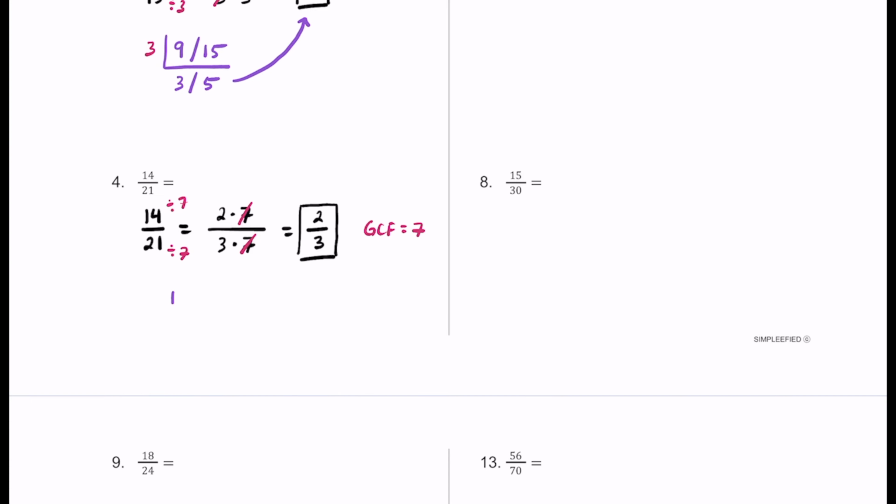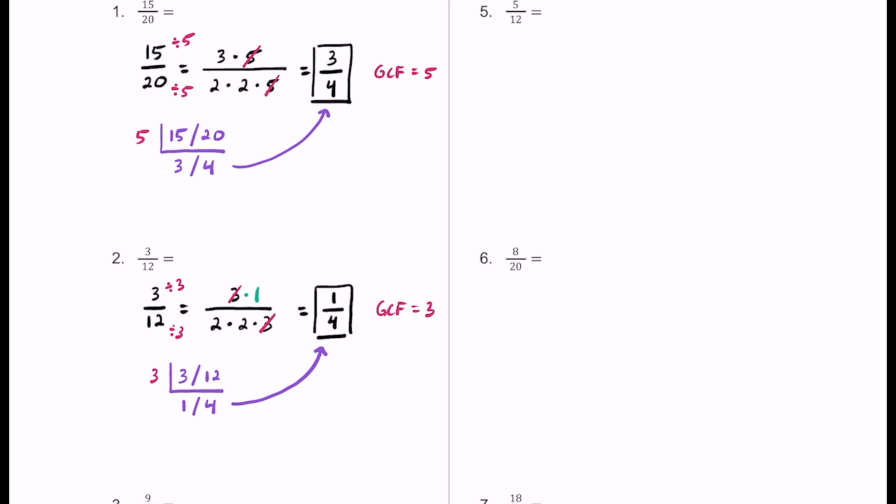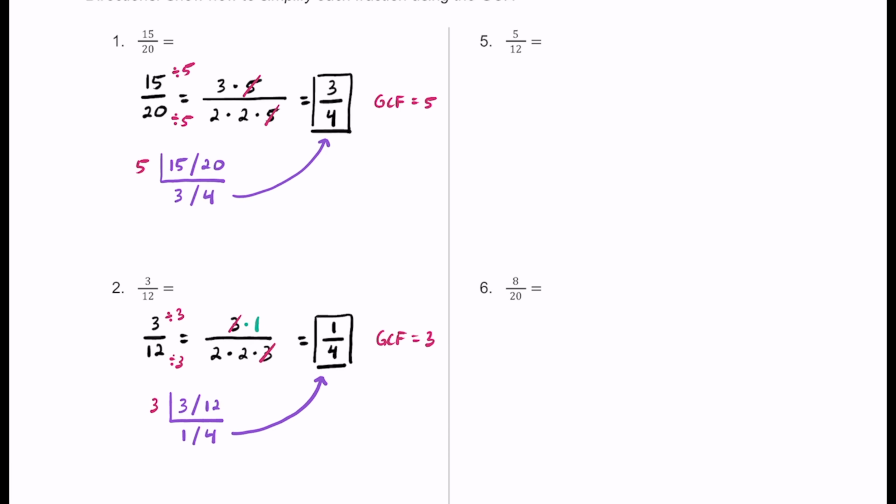Using our other method, we can take the 14 and 21, put them right next to each other like this. And what do they have in common? Well, I think it's a 7, we already decided. 14 divided by 7 is 2, and then 21 divided by 7 is 3. So this 2/3 does check out. For number 5, we have this fraction of 5/12. So let's go ahead and rewrite this.